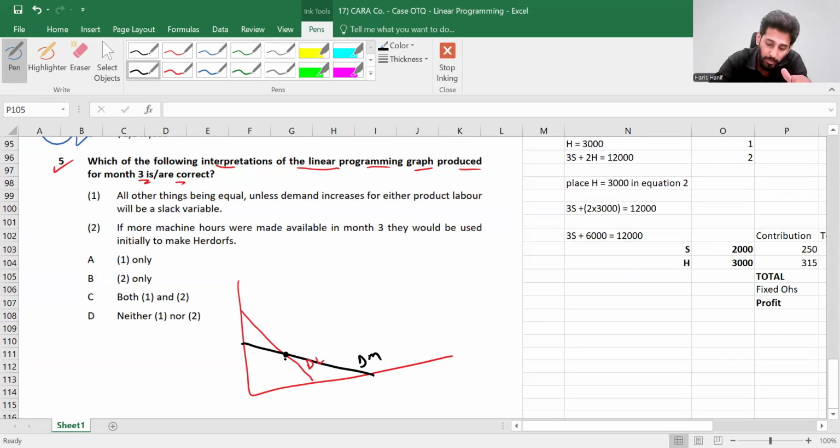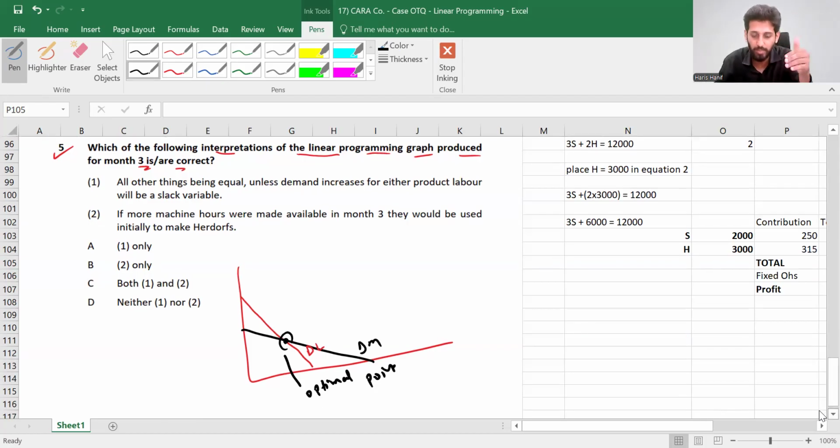And this is the optimal point. This is the production point. What I'm trying to explain to you is what the production point is. The production point in this case is the intersection of direct material and direct labor. Please note and follow this.